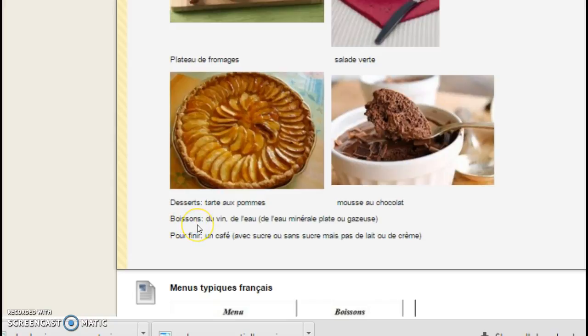Boisson. Do you remember you studied boisson with a supermarché? Alors, du vin, wine, de l'eau minérale plate ou gazeuse. And then the wine you have vin blanc. Do you remember you studied blanc? It's white wine. And vin rouge, and you studied rouge is red wine. And you finish with un café, avec sucre ou sans sucre, with sugar or no sugar. No, pas, it's not, okay? Pas de lait ou de crème, no milk or cream.